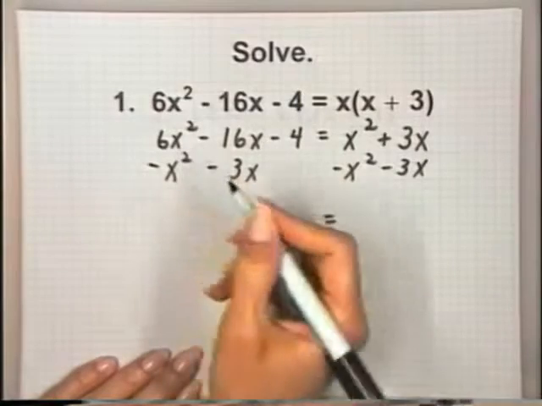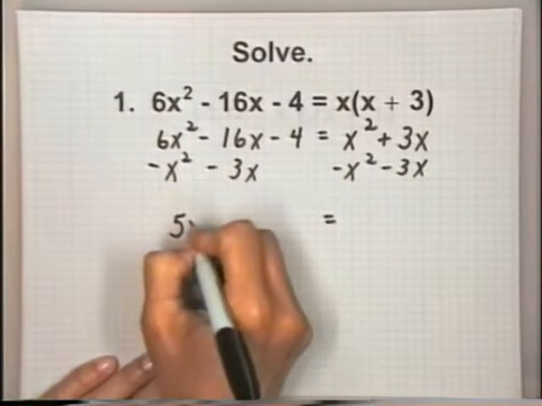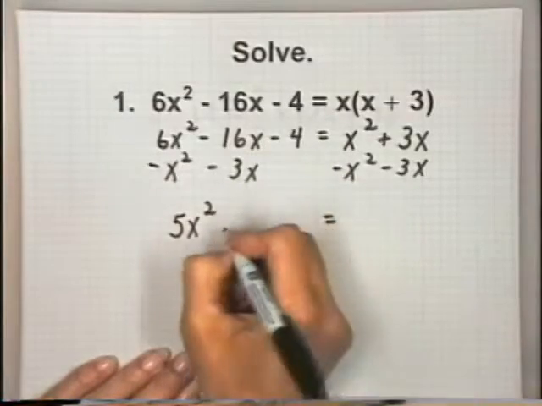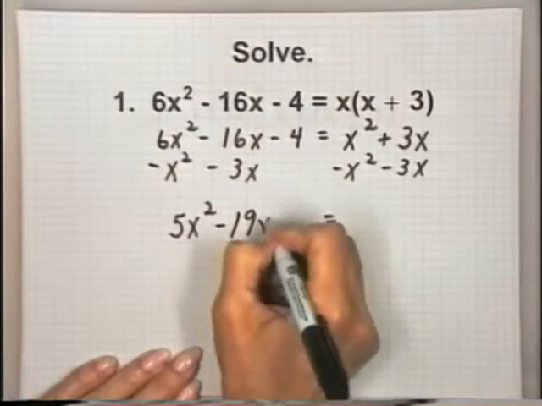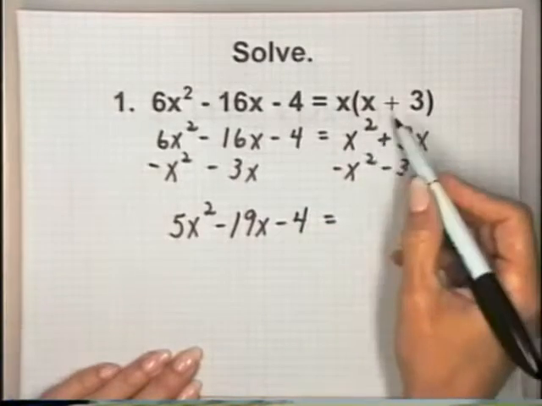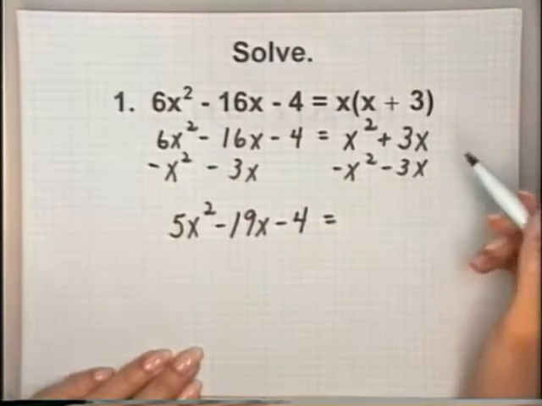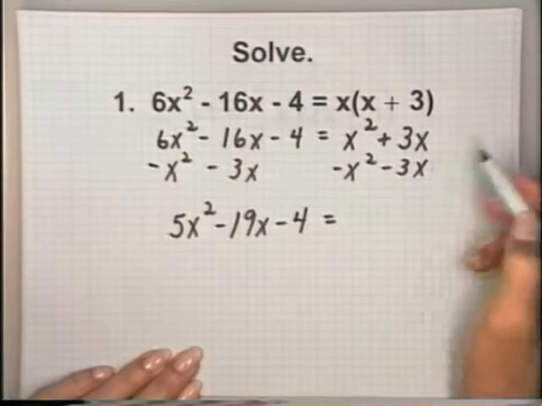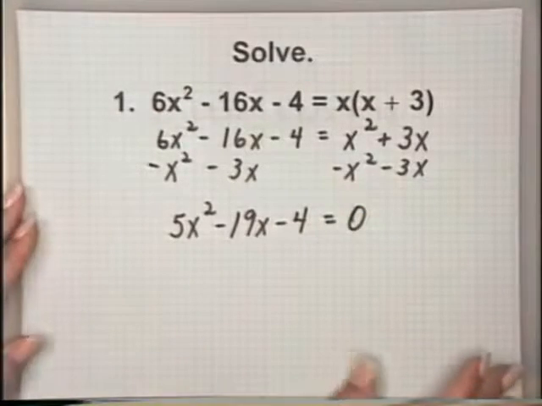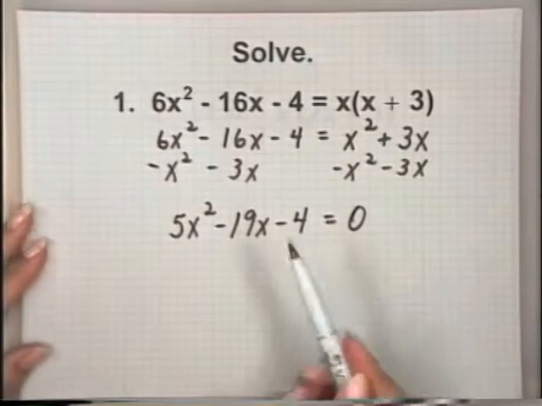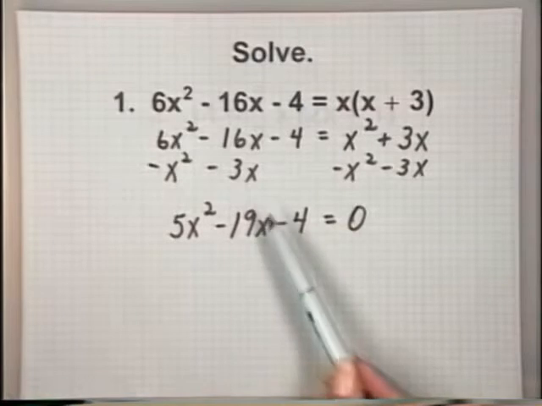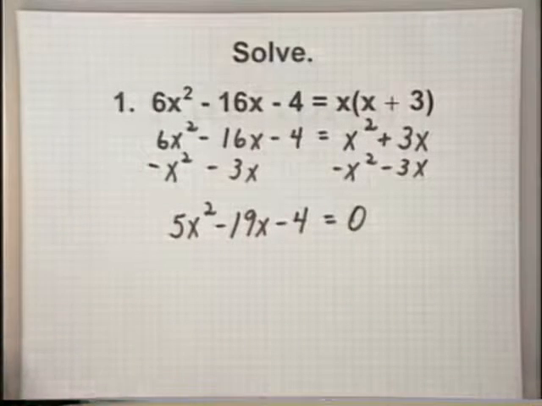6x squared subtract x squared gives me 5x squared. Minus 16x subtract 3x gives me a minus 19x. And then I have minus 4 equals x squared subtract x squared is 0x squared. 3x subtract 3x gives me 0 on the right side of the equation. Now notice what I have here. I have all three terms, don't I? My square term, my linear term, and my constant.